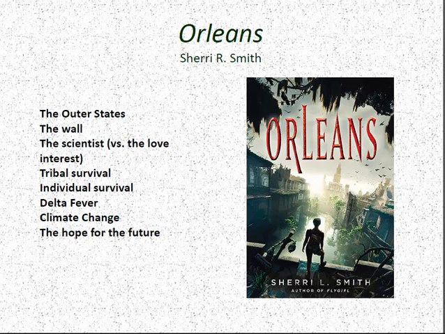So we're going to look a little bit more closely at Orleans. So again, in addition to some of those other themes, we're looking at the outer states versus Orleans, another wall in place. We've got the scientist who plays that love interest role, but there's really not anything romantic between our narrator and protagonist Finn and Daniel the scientist, or the tourist as she calls him. We might look at tribal survival, individual survival. We've got the Delta fever and climate change, and also hope for the future.